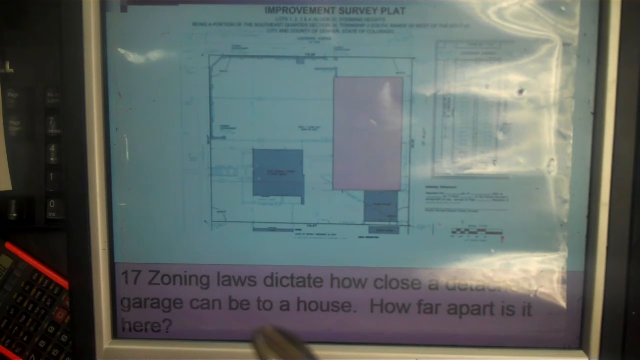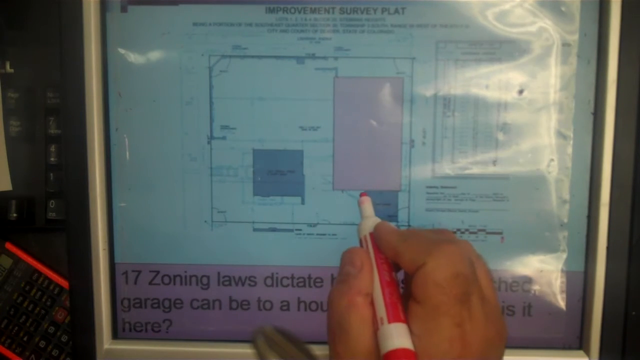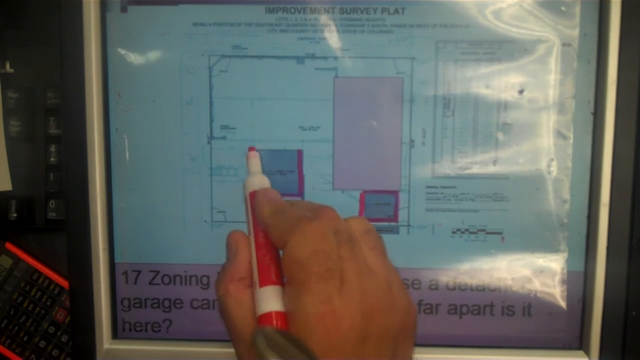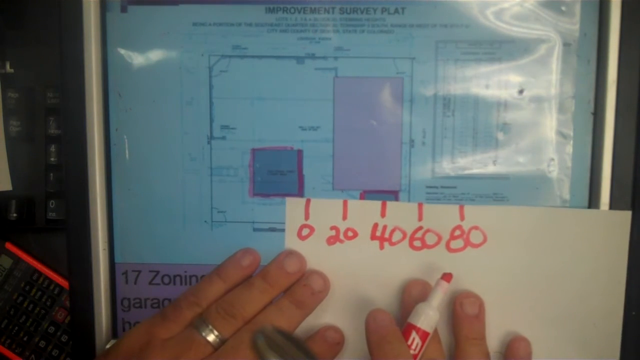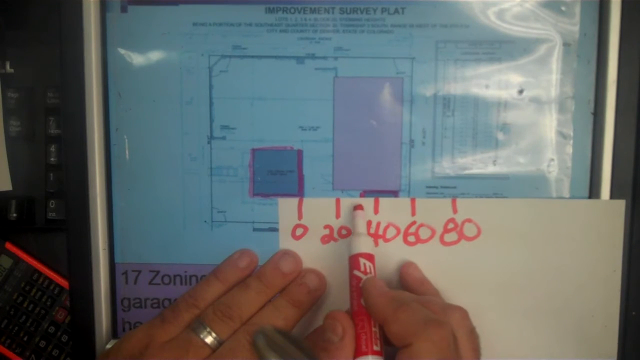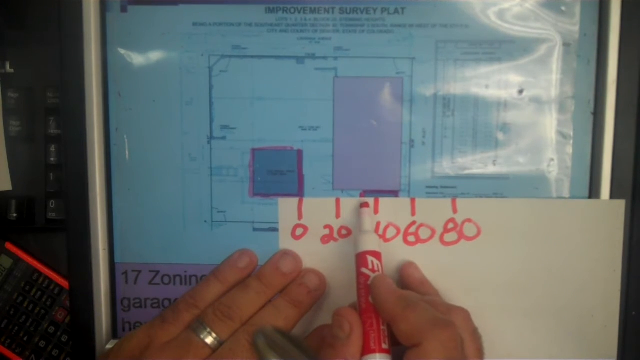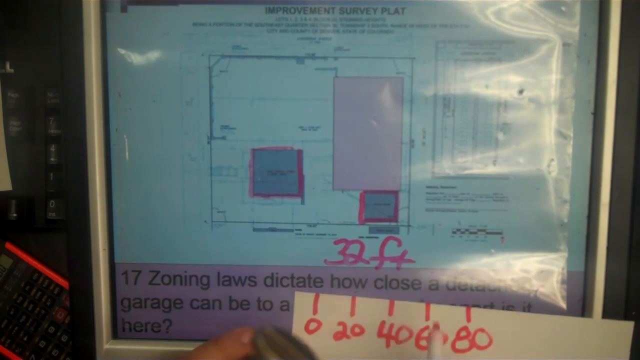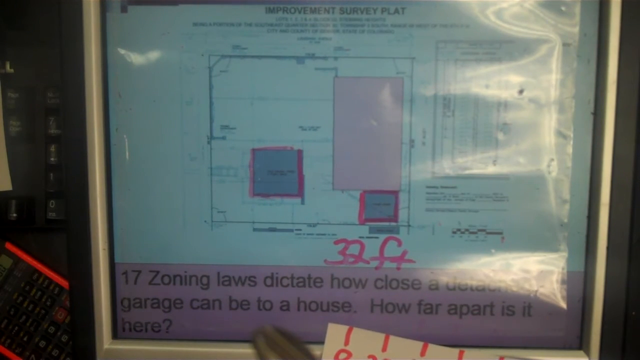Number 17, zoning laws dictate how close a detached garage can be to a house. How far apart is it here? Okay, here's the garage. Here's the house. Put this in between, and it's between the 20 and 40. Not exactly. It's a little bit to the right. So I'm going to estimate 32 feet. Number 17, 32 feet.